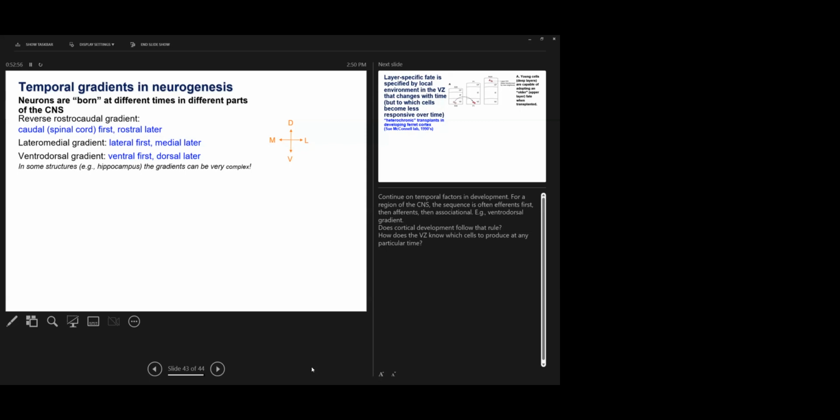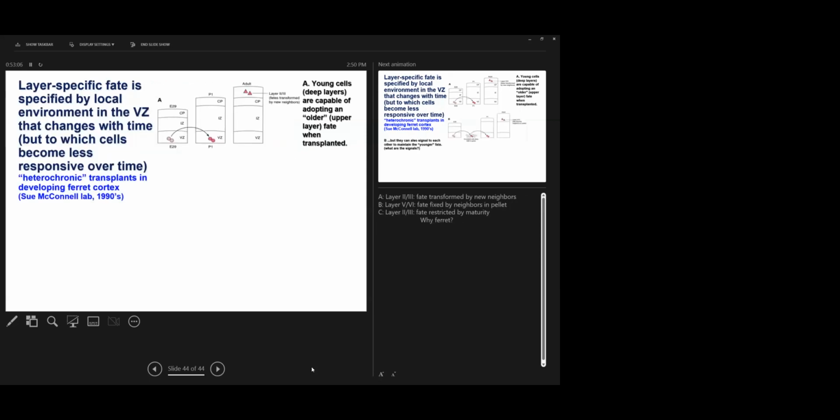So it depends on the time, it depends on the site, the location in the brain. So that's how neurogenesis happens in the brain, and you have development of the brain. And the last mechanism that I want to discuss is that it depends on the local environment. Okay. So this is again done in the ferret model system.